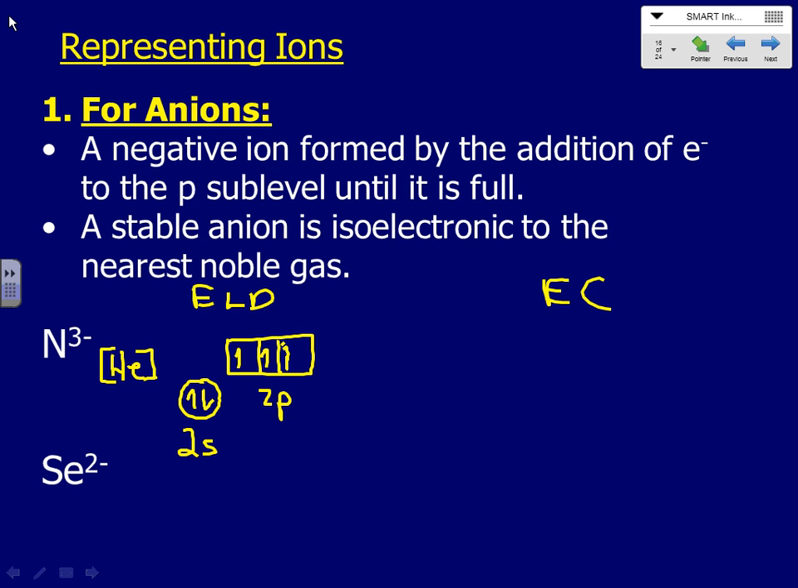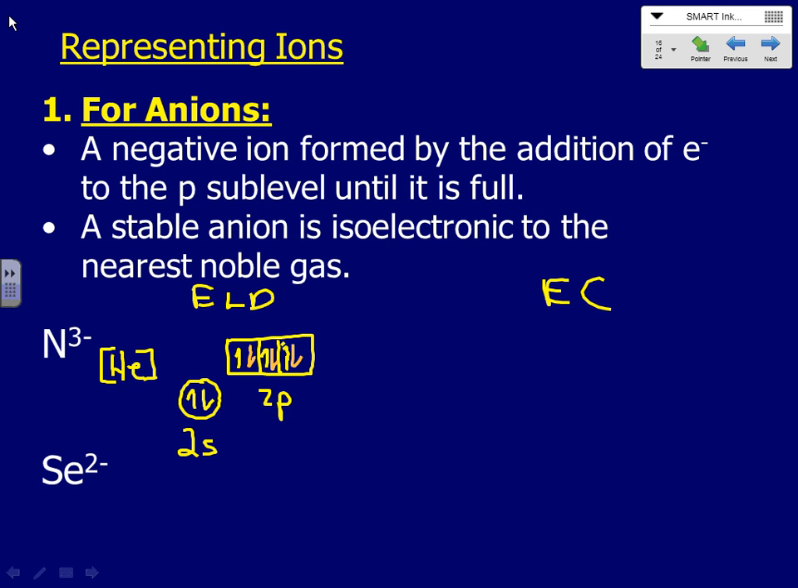In order to create a stable ion, we fill the p subshell until it's full, which means in this case we need 3 electrons. 1, 2, 3. You don't have to put them in a different color, it's not a big deal. But you'll notice we added 3 electrons, and therefore the charge on a stable nitrogen ion, or nitride ion, is -3. So we simply fill it until we get to the nearest noble gas.